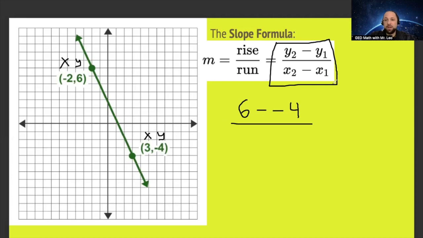Now let's do x minus x. Very important. Since I started with the 6, I must start with this number that goes with it. So down below, I start with a -2. Don't forget the minus sign from the equation, and then the other x value, 3. -2 minus 3. Technically, what this formula is doing is calculating the distance. What's the difference in height? What's the difference across?